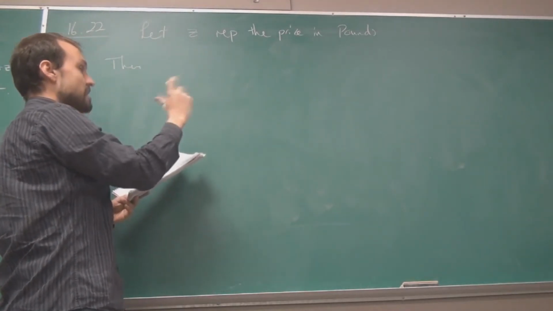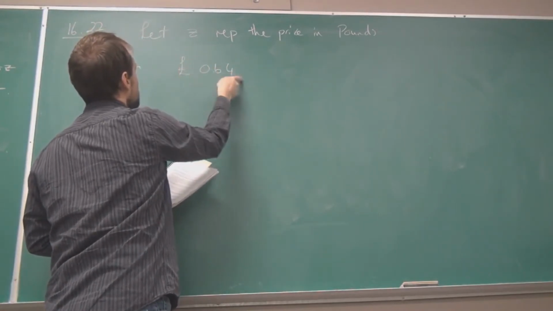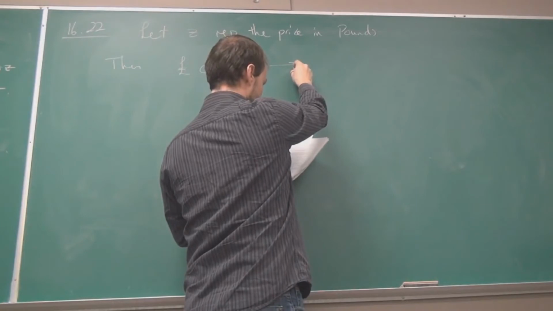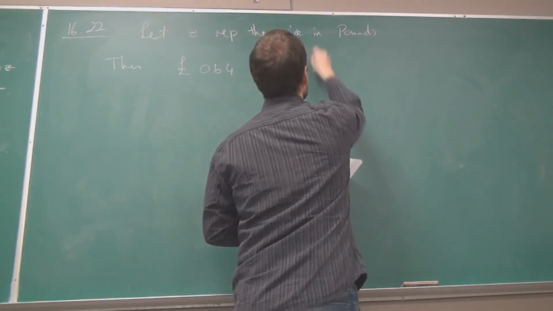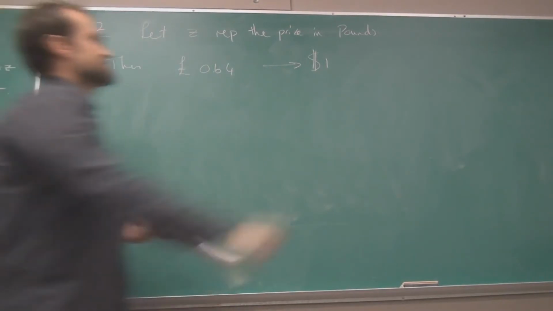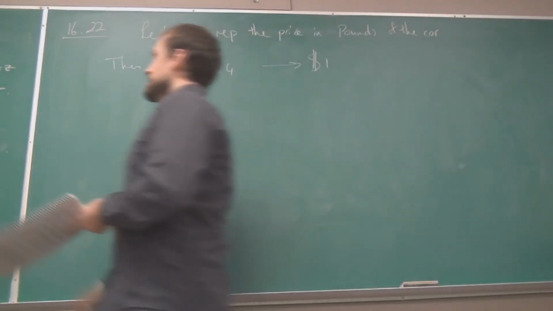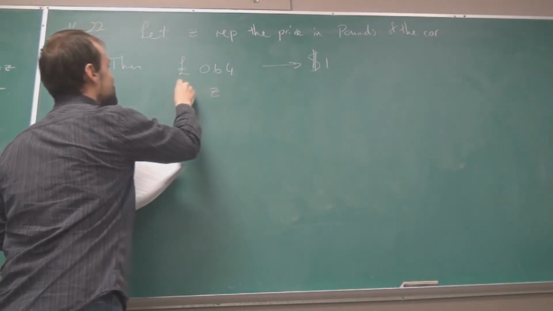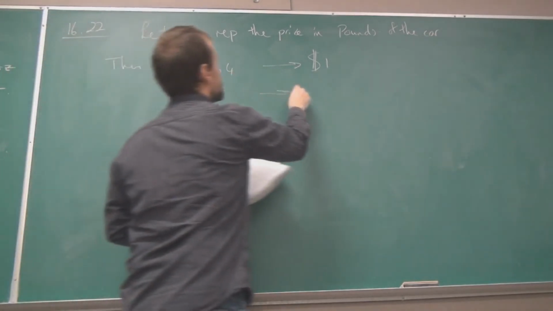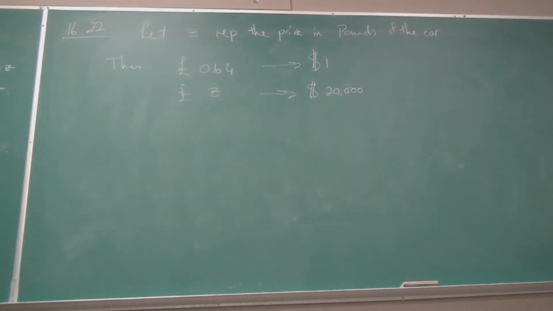The exchange rate is the pair that they give you. 0.64 pounds corresponds to $1. Then, Z pounds correspond to $20,000. I'll say again, many people that I've met say to me, of course you're going to multiply this with that, or divide this by that.